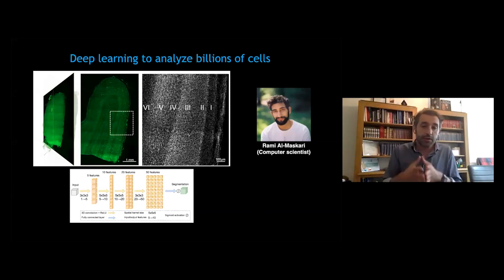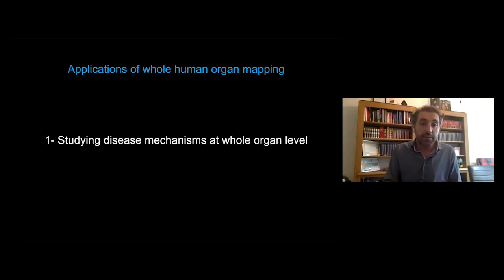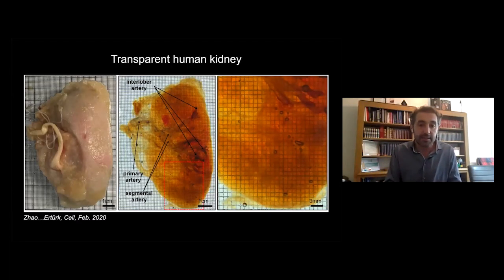So we could label, clear, and image whole human organs. So what can we do with that? We have a few applications. We want, of course, to map human organs, first to understand the developmental processes, how the biology works in health, and what goes wrong in disease. So we have a whole view of the organ and can study it from a different perspective.